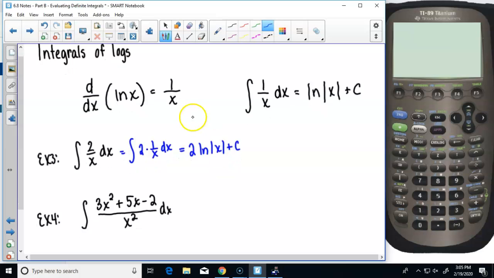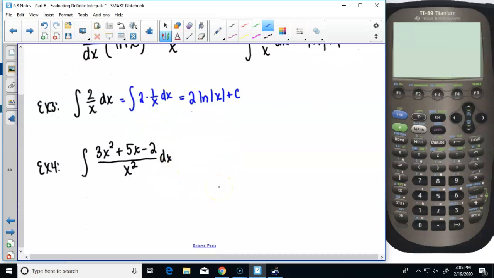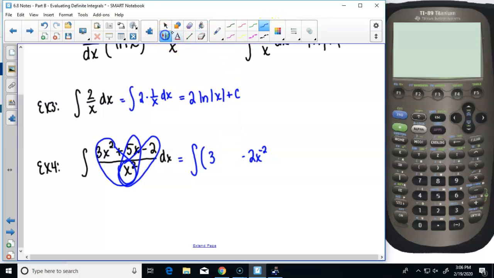Okay. If we look at example 4, it initially does not really look like it's a natural log problem. But what you would have to do here is do the love connections. And so this would be the integral of 3 plus 5 over x minus, I'm going to write this as 2x to the negative 2. And actually, let me just go ahead and write them all as negative exponents. So, plus 5x to the negative 1.